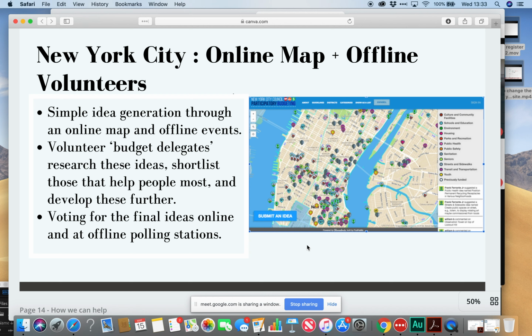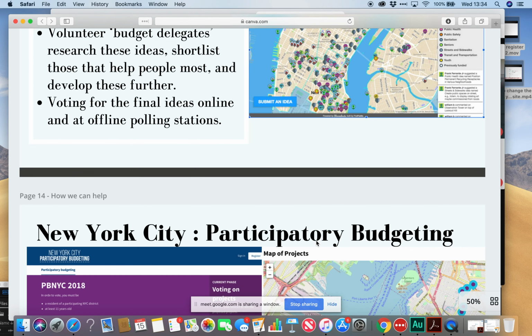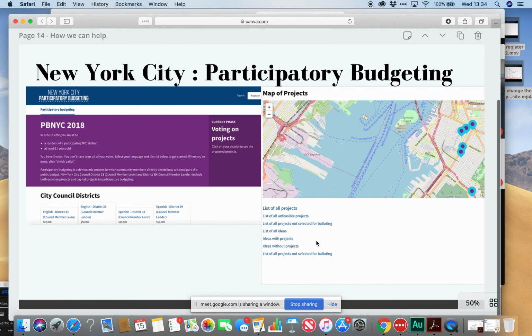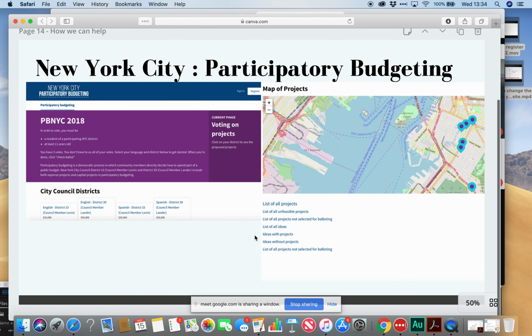The voting part for this process was both online, using the PB tool, and also at offline polling stations. So they mixed online and offline for their process. Again, they had all their projects up online. I don't know if you can see that there, but they had a list of all their projects, a list of all their unfeasible projects, a list of projects not selected for balloting, a list of all ideas, ideas with projects, ideas without projects.